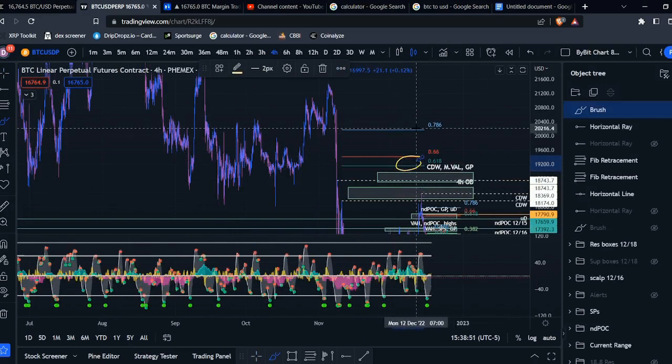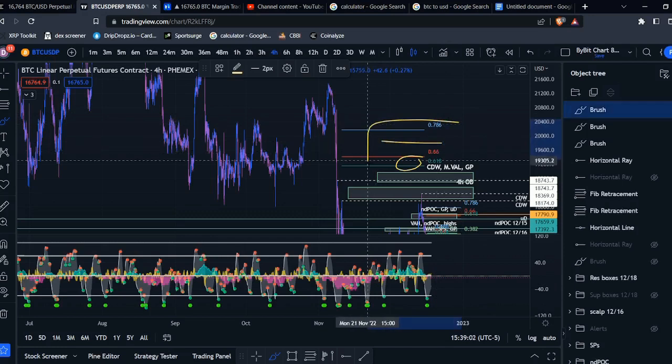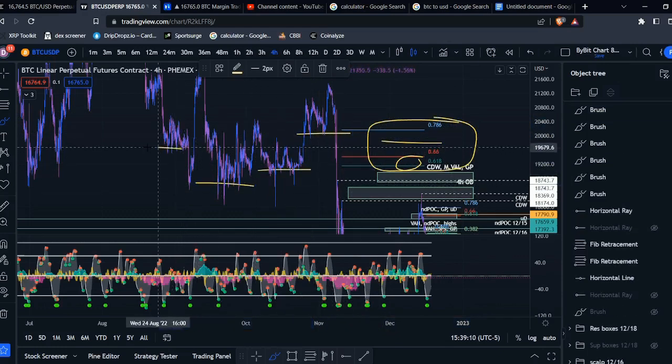Still got the 786 from this golden pocket, which is probably coming in somewhere around here. So if we lose this, it's a little harder to tell where the resistance is going to come in. Pretty much this whole area right here is most likely going to act as resistance for us, considering all the support we've held in this zone before.